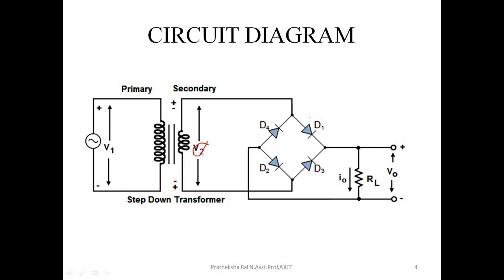And the diodes, here you can see D1, D2, D3 and D4. The 4 diodes are placed in a fashion that forms a bridge, and the output is taken across the load resistance RL. So the circuit diagram is clear. The input is given across two ends, and the output is taken across the other two ends. This is the circuit diagram of a full wave bridge rectifier.